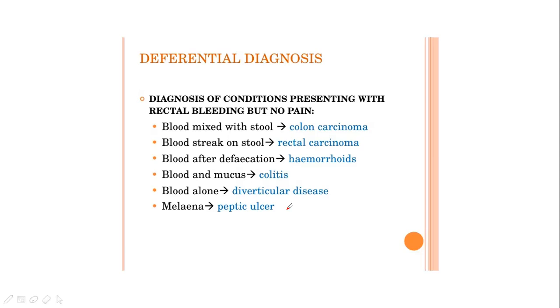Now for conditions presenting with rectal bleeding but no pain: blood mixed with the stool could be from the colon. Blood showing as streaks on the stool could be rectal. Blood after defecation can be from hemorrhoids. Blood and mucus is colitis. Blood alone is diverticular disease. Melena is from a peptic ulcer.